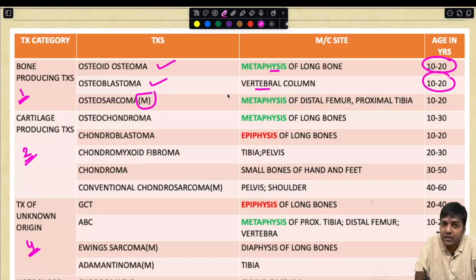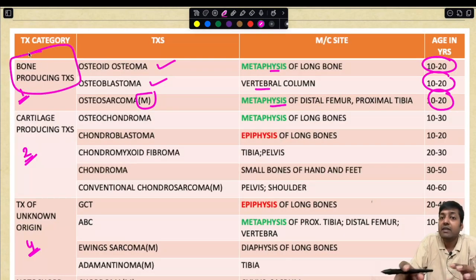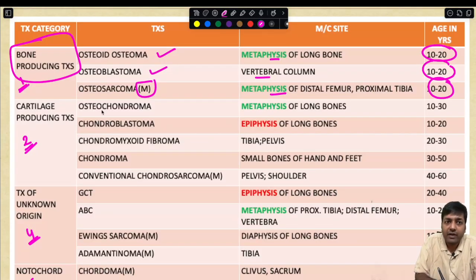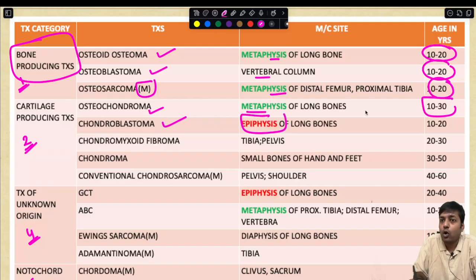Osteosarcoma, which is a malignant lesion, arises from the metaphysis of the distal femur and proximal tibia, that is at the end of long bones, again in 10 to 20 years of age. So bone producing tumors present basically at a younger age group. If you see a bony lesion in a younger age group, think mainly in terms of bone producing tumor. Second is cartilage producing tumor, the first entity being osteochondroma arising from the metaphysis of long bones, age group 10 to 30 years. Chondroblastoma, epiphysis of long bones, 10 to 20 years. Chondromyxoid fibroma, tibia and pelvis, 20 to 30 years.